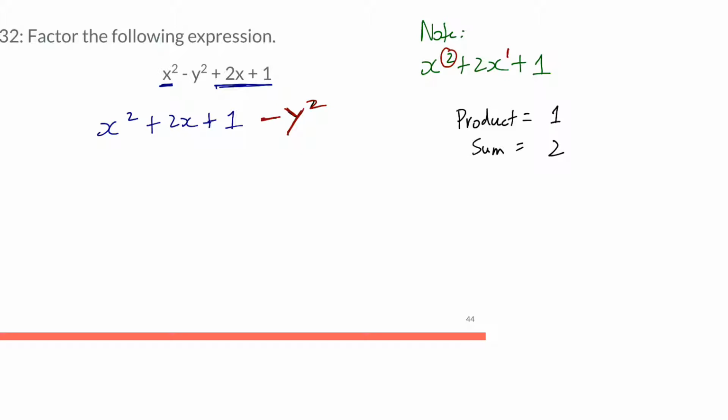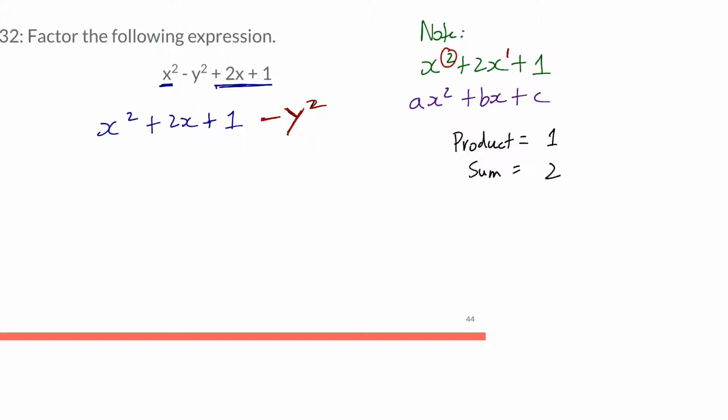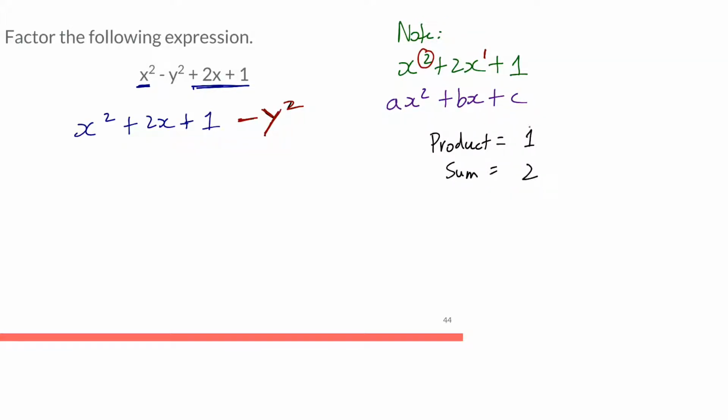If you're wondering where that comes from, you can compare this quadratic trinomial with this one, ax squared plus bx plus c. And again, just for your own records, just identify a, b, and c. A would be the number in front of the x squared term, so it has to be a 1. B has to be the number in front of x, so it's a 2, and c is 1. And the reason why that's relevant is because the product would be a times c, and the sum would be b.